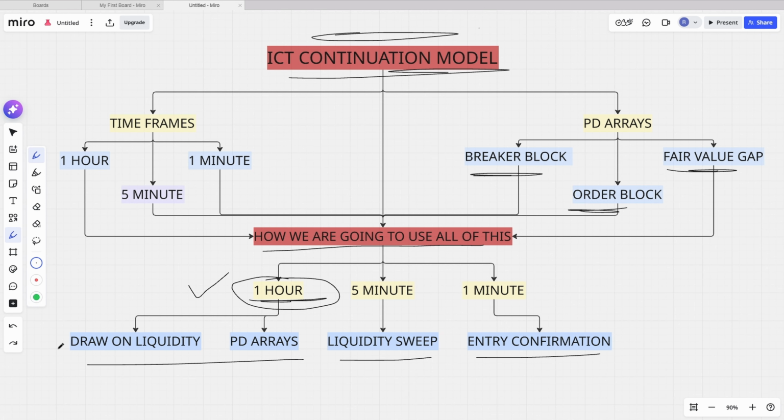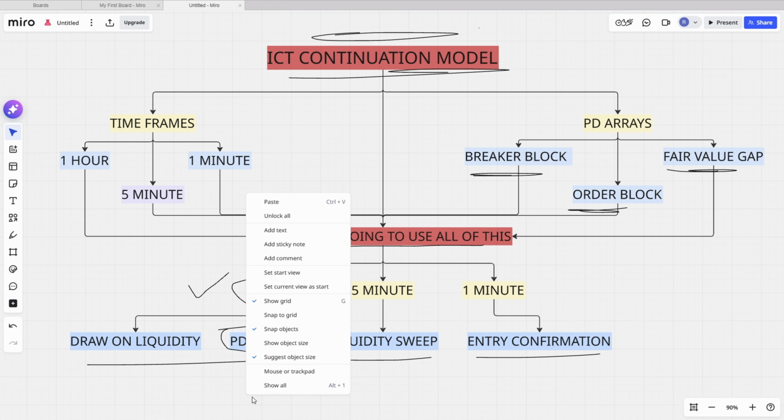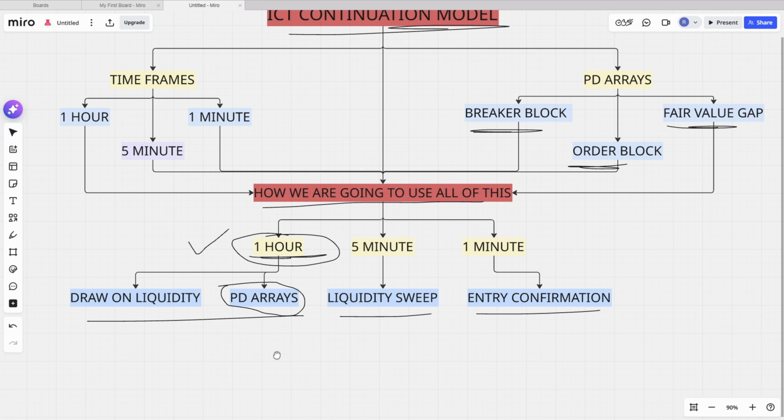It may be equal lows, areas of low resistance liquidity, or unfilled price delivery arrays that price has not yet mitigated. These areas represent where price is most likely to be drawn. Once the draw on liquidity is clearly marked, the next step is to identify points of interest. Points of interest are areas from which a trade may be executed in alignment with the higher timeframe objective.